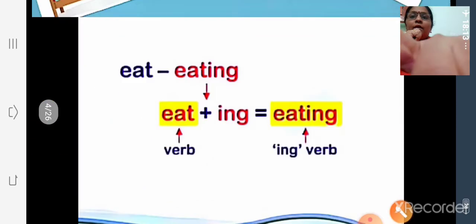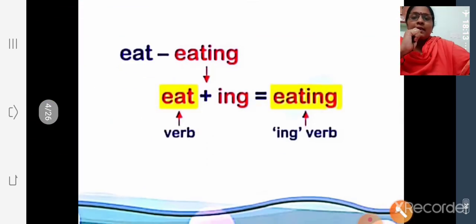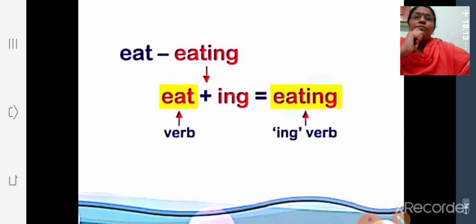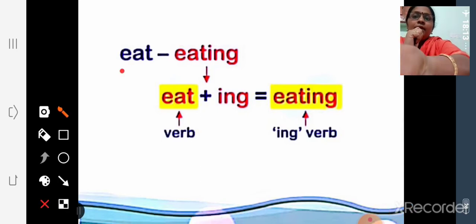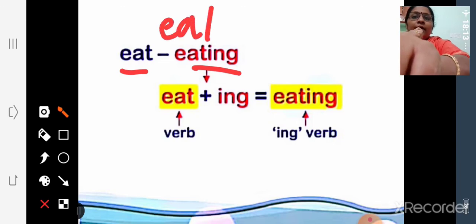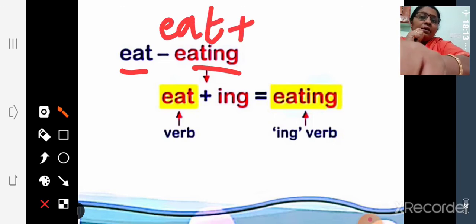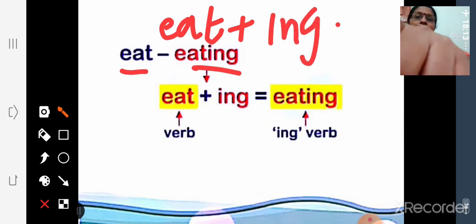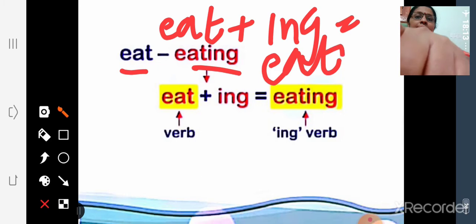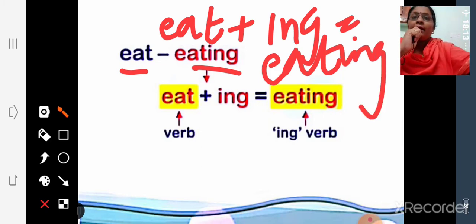Okay. Now in this lesson, we are going to study how to add ing to the verb, to a base form of a verb. Okay, so look at here. Eat, eating. So, we add ing to the verb eat. Eat plus ing is equal to what? Eating. This is how we have to add ing to a verb.